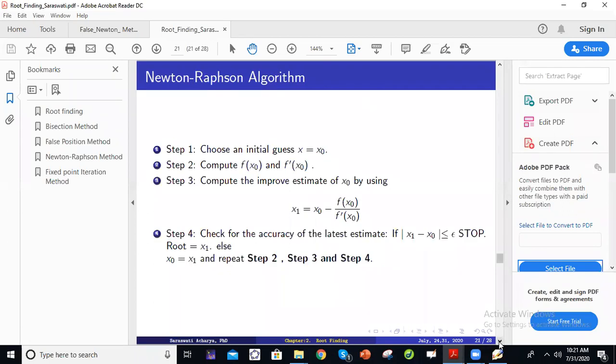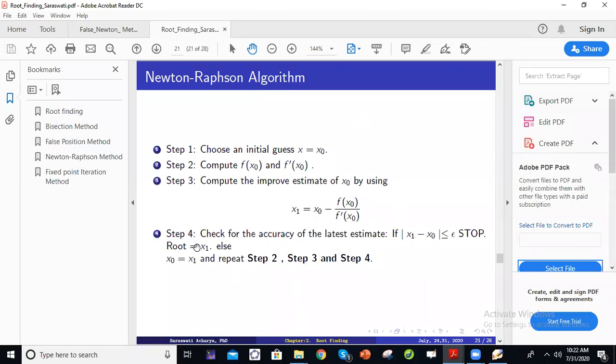Next, we have Newton-Raphson's algorithm. First, we need to choose an initial guess, let's say x naught. Compute f of x naught and f dash x naught. We do that in programming. Then we find x1 with the approximate formula, Newton's formula for the root of the function: x1 equals x naught minus f of x naught over f dash x naught. Okay, we repeat our approximate solution until we get the desired accuracy.